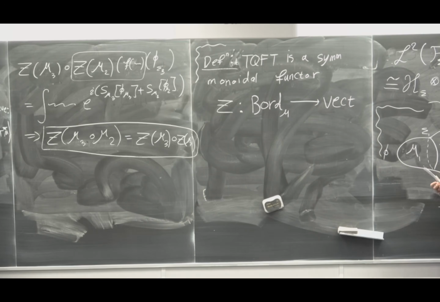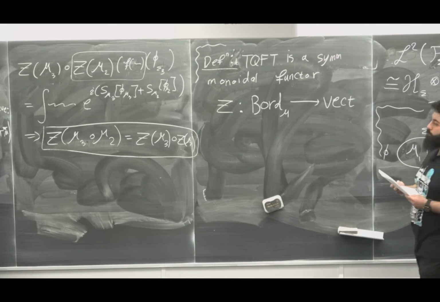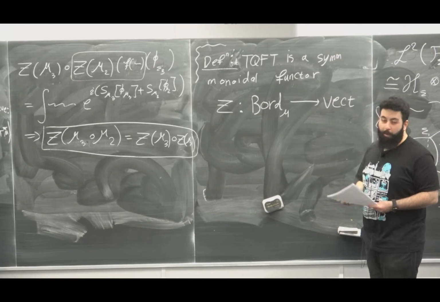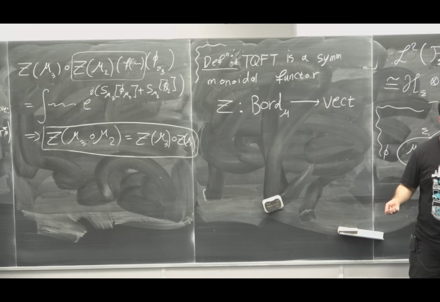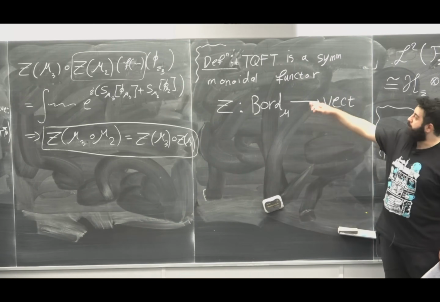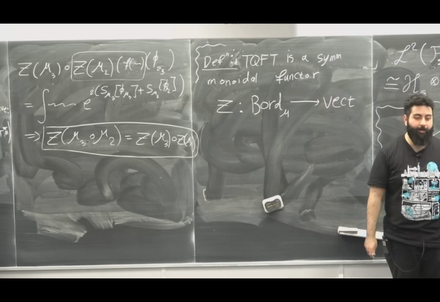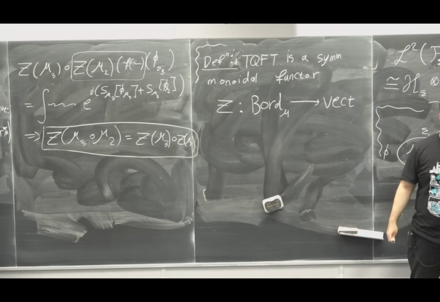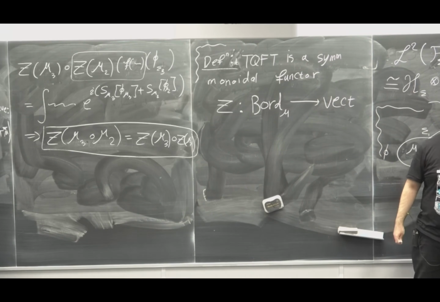The axioms of these, yeah, this is the definition. So now you guys can say I know what a TQFT is, modulo the definition of a symmetric monoidal category, and maybe also the category of cobordisms and category of vector spaces.